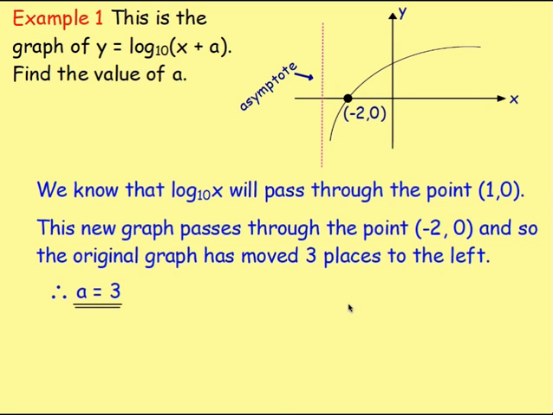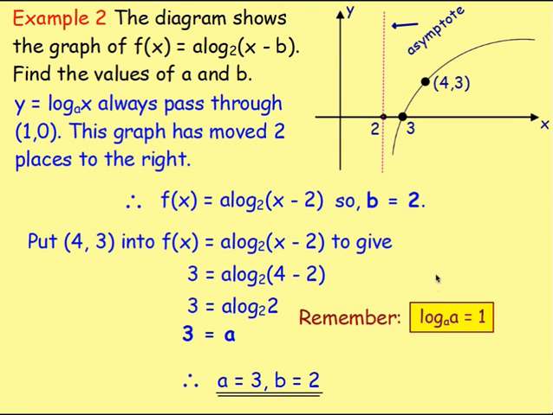For this part, you need to be aware of your graph transformations and you need to apply them. You need to think about what's happening. With this one here, well, a log graph always passes through 1, 0. Instead, it's passing through negative 2, 0. It's moved 3 places to the right, which means in the brackets here, you would have plus 3. A positive 3 would move it 3 places in the negative direction. So it's really applying your graph transformations to the log graphs.